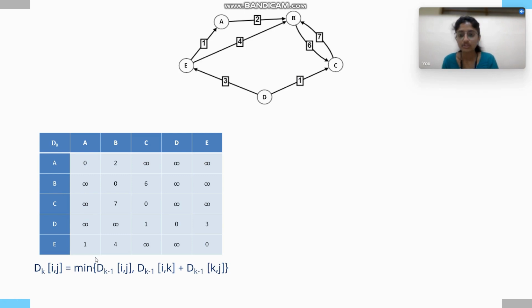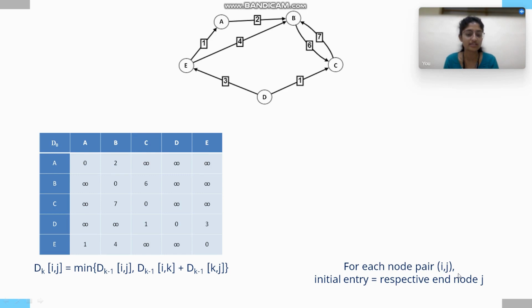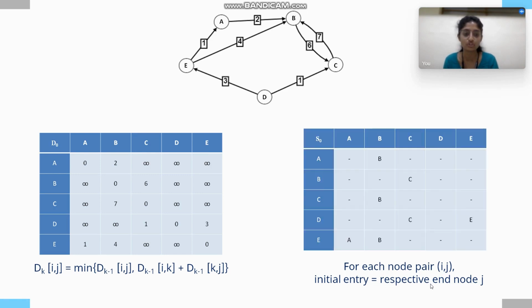And for each of the entries in the coming iterations, the number of iterations would be equal to the number of nodes. Here we have 5 vertices, so 5 iterations, and each entry will be the minimum of the entry of the previous matrix and the sum of the entries of the matrix with an intermediate node in between. When we have a look at the example here, we will get a clearer picture. And as mentioned earlier, the successor matrix will have its initial entry as the respective end node j. This will be the S0 matrix, that is, the successor matrix at the 0th iteration. Each of the columns will have the column heads themselves unless the entry is infinity in the distance matrix.